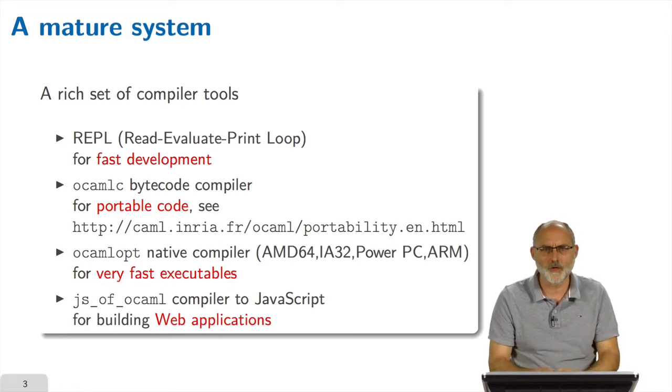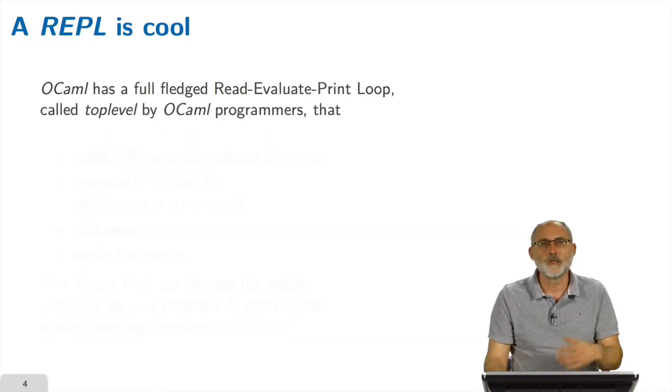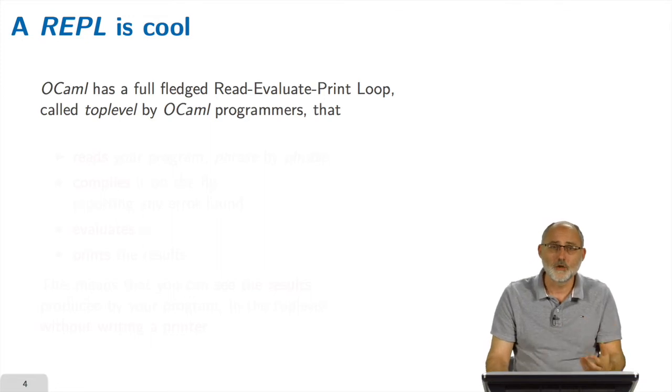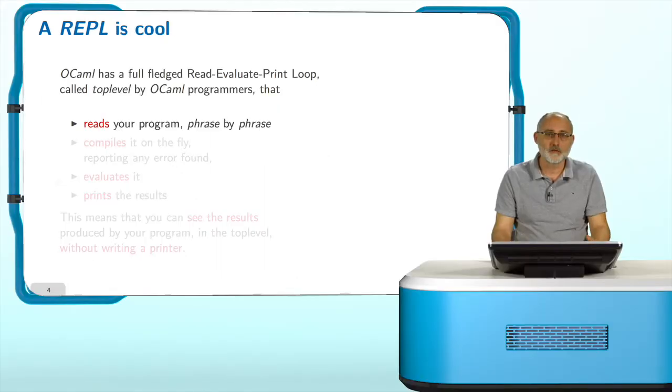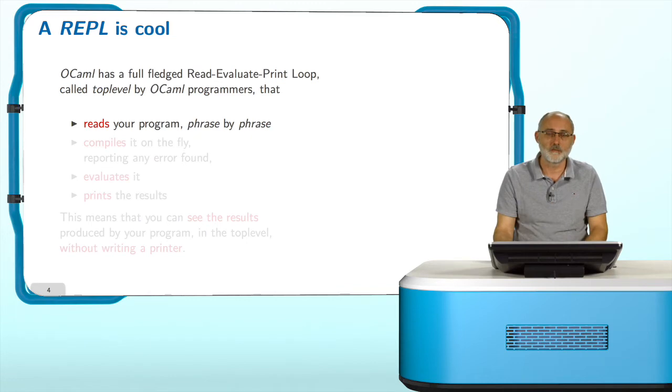But let's focus for a bit on what this really means. What is a REPL? What is a read, evaluate, print loop? Well, in OCaml, we have this read, evaluate, print loop, which is generally called the top level by OCaml programmers. What it really does is to read your program phrase by phrase. When you type them, then you hit return. It is read by this system.